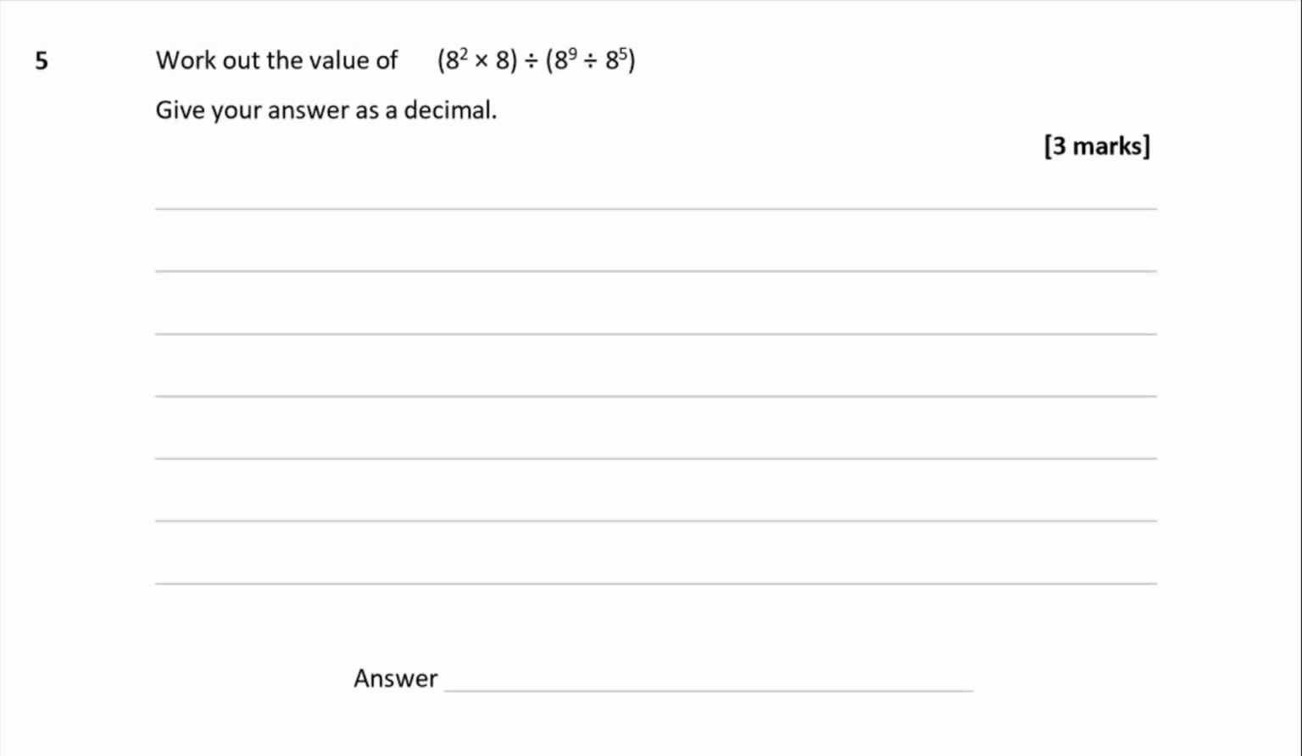Question 5, work out the value of a squared times a divided by a to the power 9 divided by a to the power 5. Okay, so BIDMAS again, brackets first, that trumps everything.